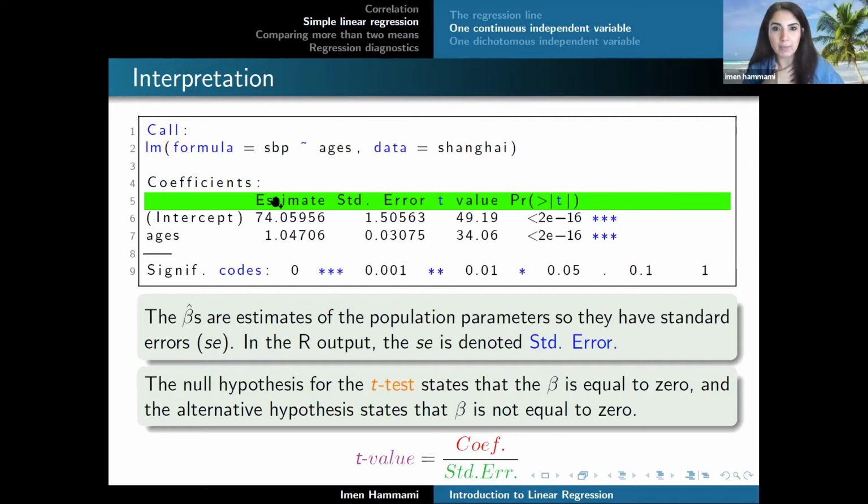I'm going to have these four columns that are very important. The first column is the estimate of the slope and the intercept. The intercept is called intercept, and the slope is the thing associated with the variable that you are looking at on the x-axis. So this is the slope. It has age as a heading, and this is the intercept. We're going to see how to interpret these numbers later.